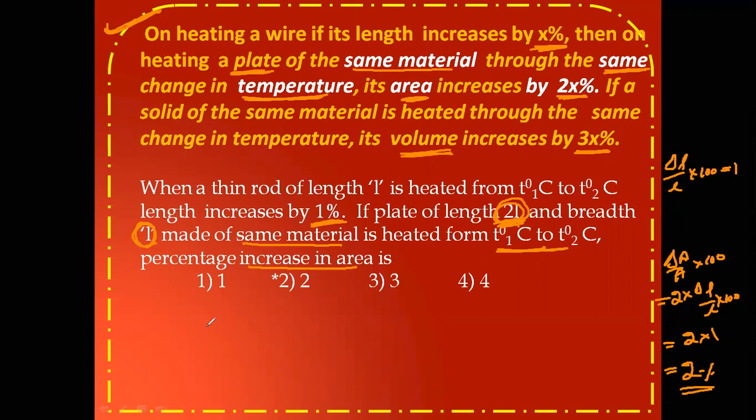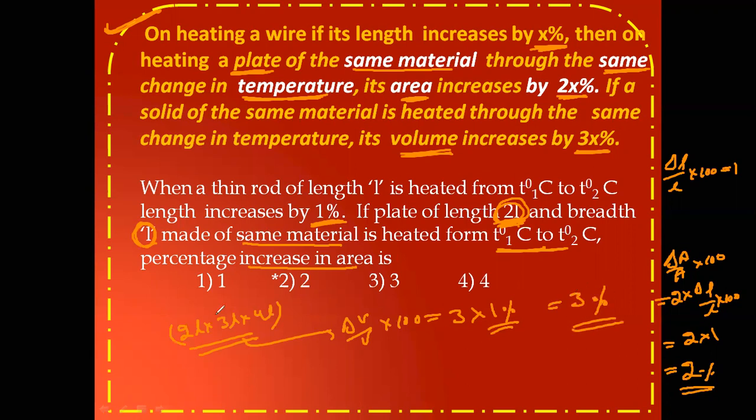Suppose if the dimensions they give are for a volume instead of area, if they give three dimensions like a cube, like 2L into 3L into 4L, whatever the dimensions may be, if they ask you to find the percentage increase in volume, then directly we can say 3 into the linear expansion 1%. So the answer will be 3%. So don't think of the dimensions here. That is the key point from this.